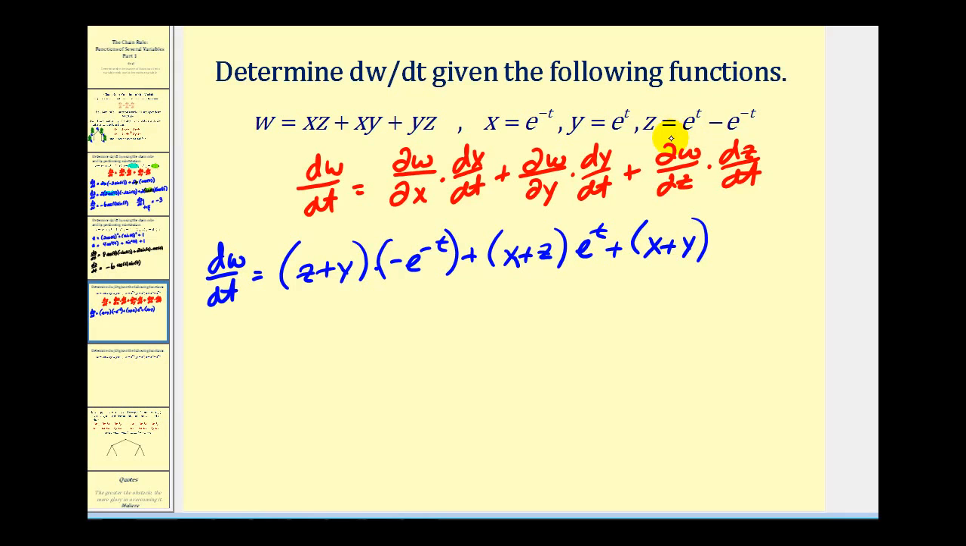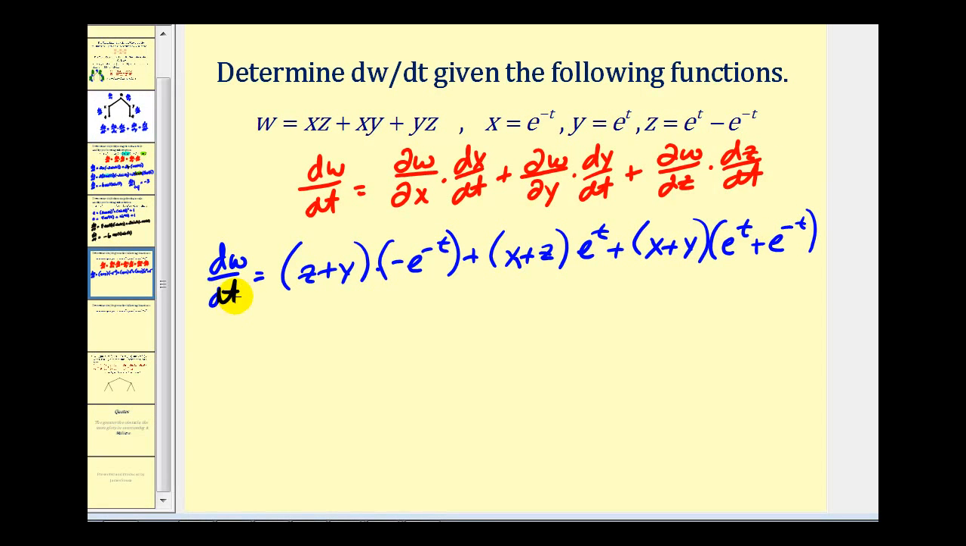For dz/dt, we'll have the derivative of e to the t minus e to the negative t. That's going to be e to the t, and then minus e to the negative t times negative 1. That'll become plus e to the negative t. Now that we have dw/dt, we're going to go ahead and write it in terms of t now. So we'll perform substitution for x, y, and z. Z plus y is going to give us 2 e to the t minus e to the negative t. Multiply this by negative e to the negative t plus x plus z times e to the t.